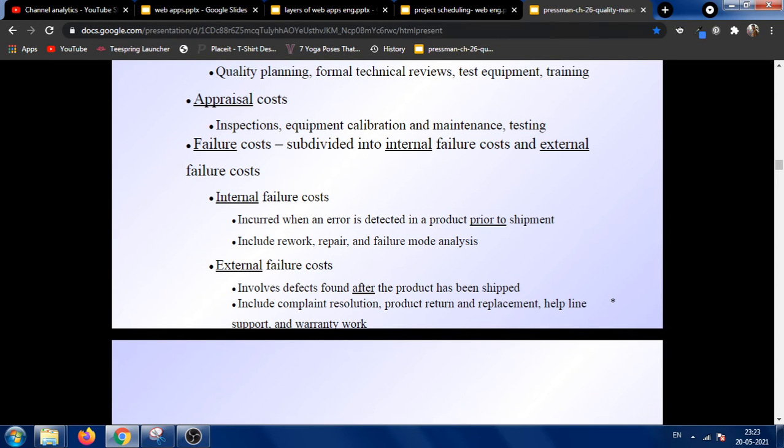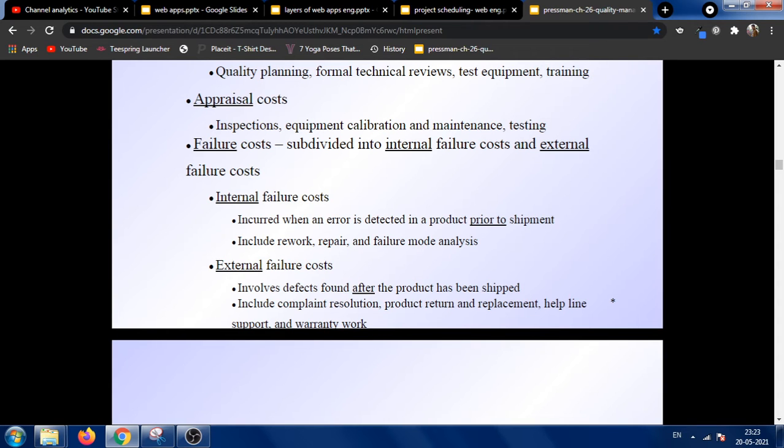So we have to involve some cost in the inspection and equipment calibration. For example, if we need any equipment in order to study the cost, in that case you have to find out the cost of the equipment calibration and the maintenance and the testing cost also.